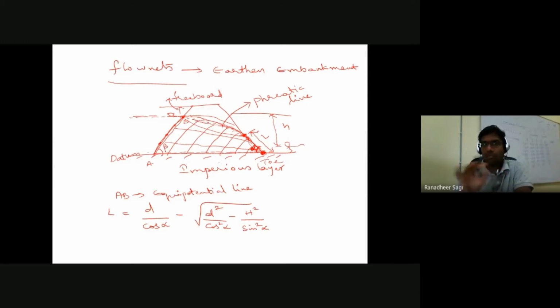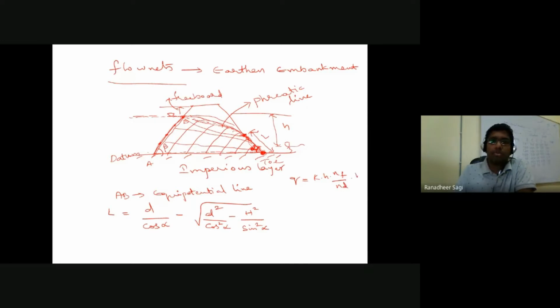Once we have the flow net diagram, then based on the expressions we derived earlier for estimating flow through soil, the same applies to flow through the earthen embankment. If I want to calculate it, the expression we have derived is very much valid.